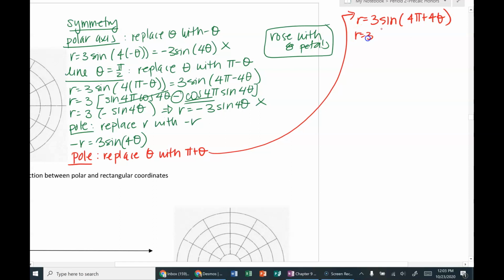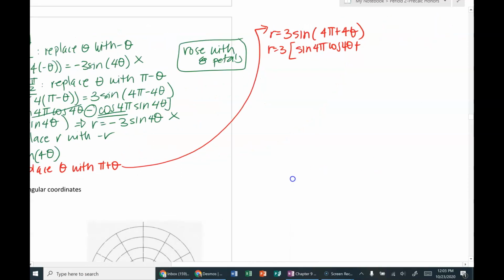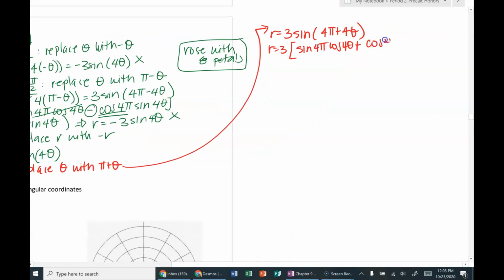R equals 3 bracket sine of 4 pi cosine 4 theta plus cosine of 4 pi times sine of 4 theta. And sine of 4 pi, that's 0, but cosine of 4 pi is now positive. So that's a positive sine of 4 theta. Whoa, it works. It is symmetric about the pole, okay?